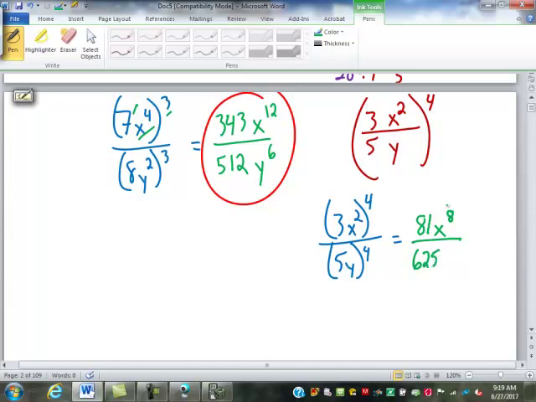How about y to the power of 4? Y to the 4. You think of that as y to the 1, and 1 times 4 is 4, right? So there it is. Any questions so far?